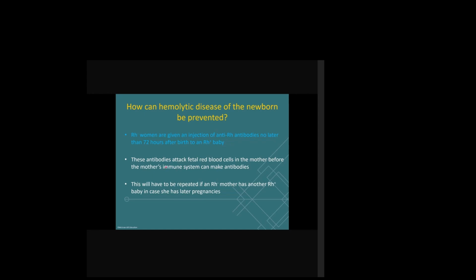These antibodies attack fetal red blood cells in the mother before the mother's immune system can make any antibodies. This will have to be repeated each time if the rhesus negative mother has another rhesus positive baby in later pregnancies. So now we have spoken about the A and the B and the AB and the positive and the negative. Positive and negative refers to whether you have this rhesus antigen or not.